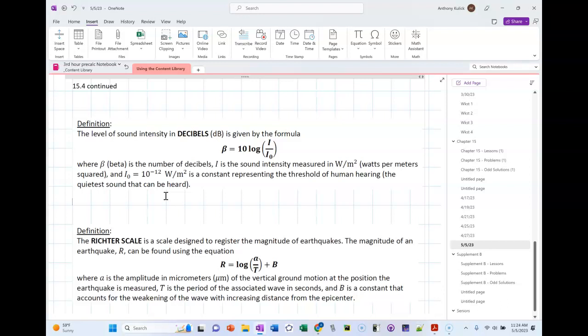times the log of I over I naught, where beta is just going to be the number of decibels. I is the sound intensity, which we measure in watts per meter squared. And I naught is a constant. It's 10 to the negative 12th watts per meter squared. And this constant represents the threshold of human hearing. Basically, what's the quietest thing that the average person can hear.